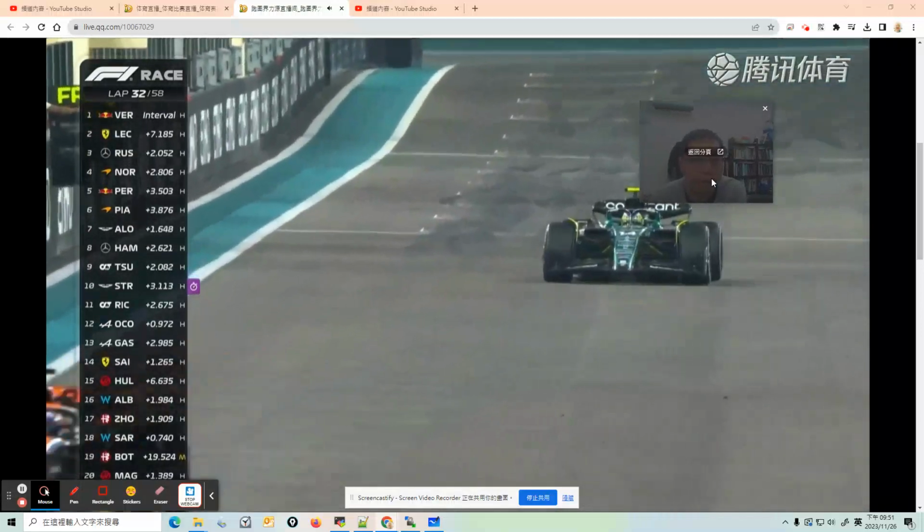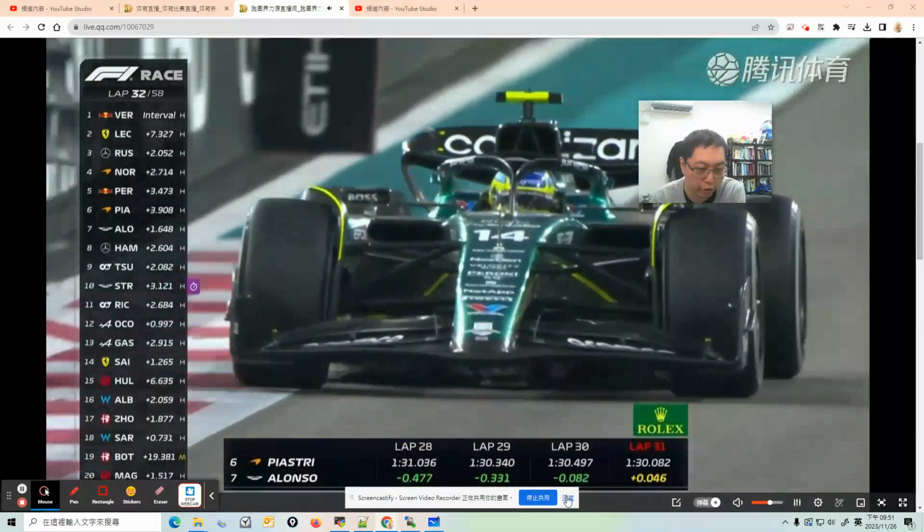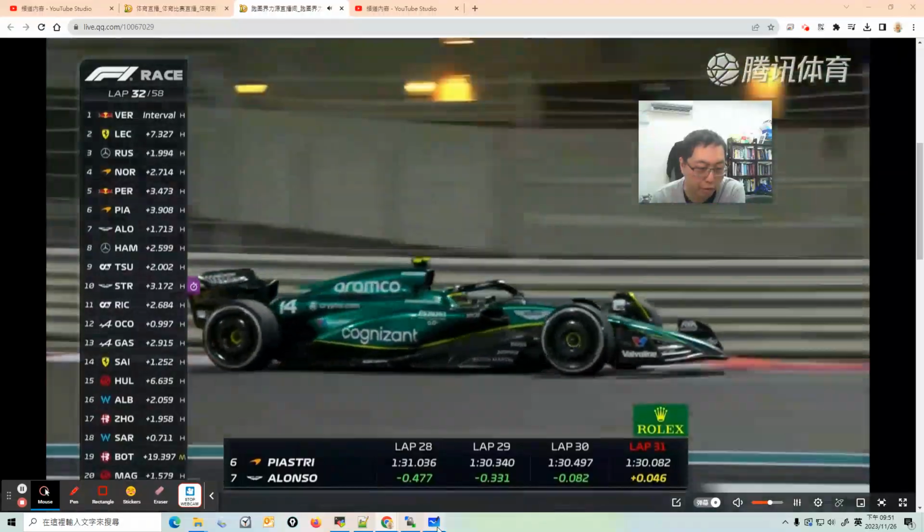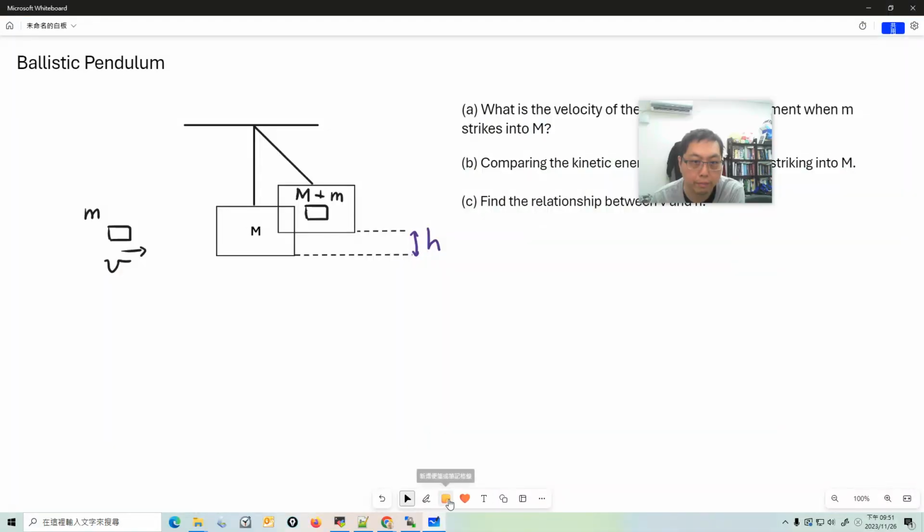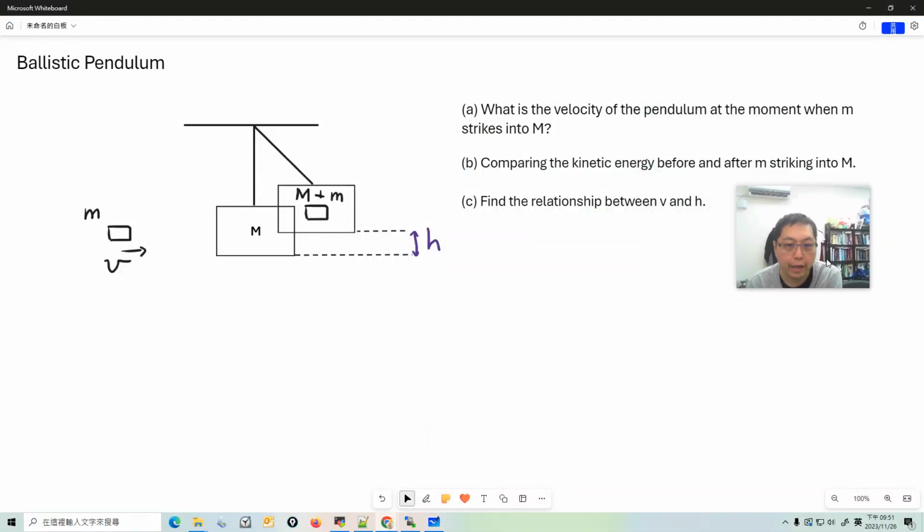Hello everyone. In this video we are going to continue to talk about the ballistic pendulum. In the previous video we answered the A and B problems. And here is the C problem.